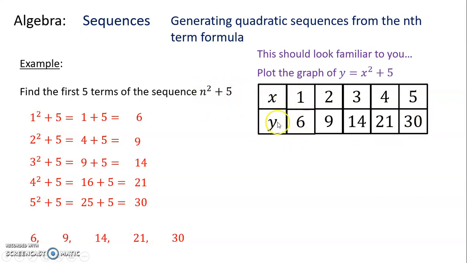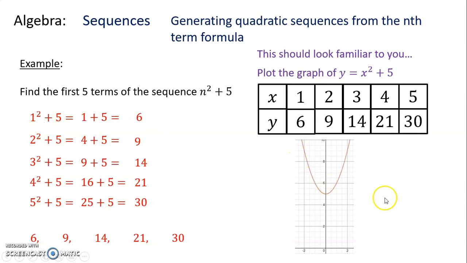And we would have worked out a table looking like this. Now, this is essentially what we've just done over here, where instead of having a term number, we've got an x. And instead of having an n squared add 5, we've got an x squared add 5. But it gives us exactly the same terms, which we would then go on to plot and would give us a quadratic graph. The only difference is when we're using sequences, we don't tend to have to input negatives, which we do when we're doing the quadratic graphs.